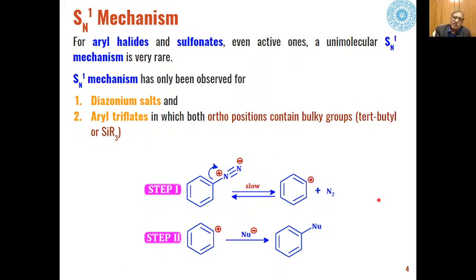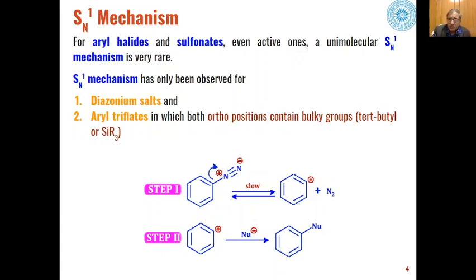Then next is the SN1 type of mechanism. Many aryl halides and sulfonates, even active ones, rarely undergo the SN1 type of mechanism. But in the case of diazonium salts and aryl triflates, both of these types of substrates undergo this type of mechanism, which is nucleophilic substitution unimolecular.